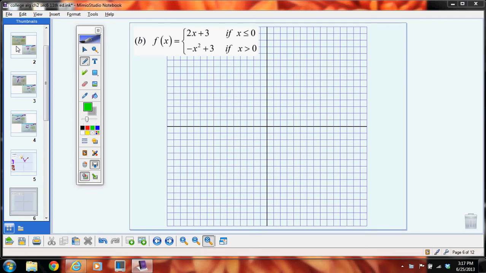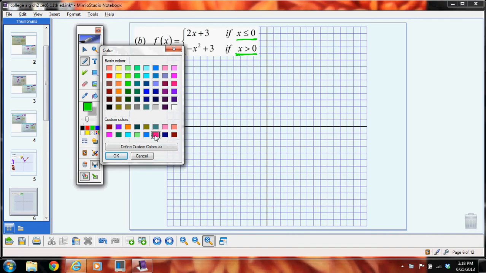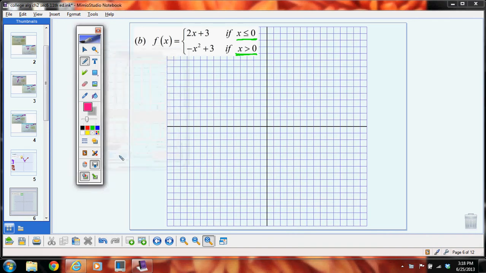Let's do another piecewise graph. Now this time something's going on at 0. So 0 is our key number there. We have one graph, 2x plus 3, for x is less than or equal to 0. And then we have another graph for x is greater than 0, which is negative x squared plus 3. Now remember, you want to make sure that you include the 0 in both your charts.